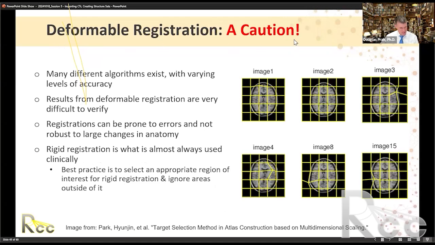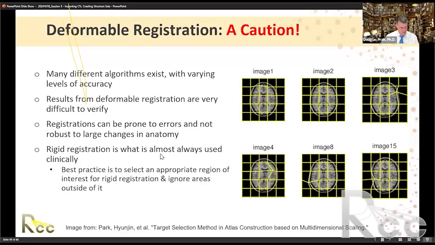So as I mentioned, be very cautious when you use this one. There's many different algorithms that exist when it comes to deformable registration, and they're very difficult to verify. So you want to make sure you have some tools in your belt that you can perform the QA on this. If you don't have those tools in your belt, I'd be very cautious. If you can't do QA, you can't check a curl, you can't check a Jacobian, you can't look at the deformation vector matrix, then I would probably shy away from this. The registration can be prone to errors, and it's not robust to large changes in anatomy.